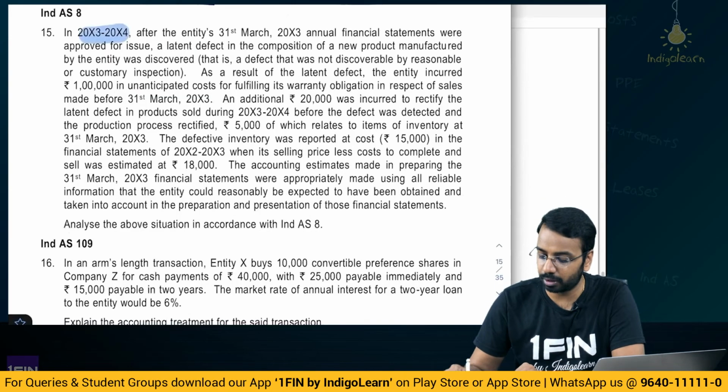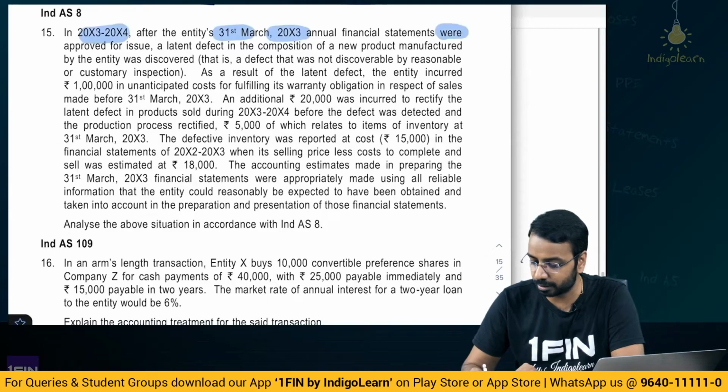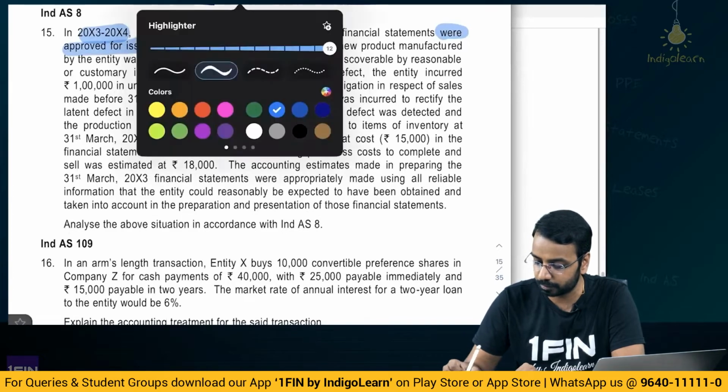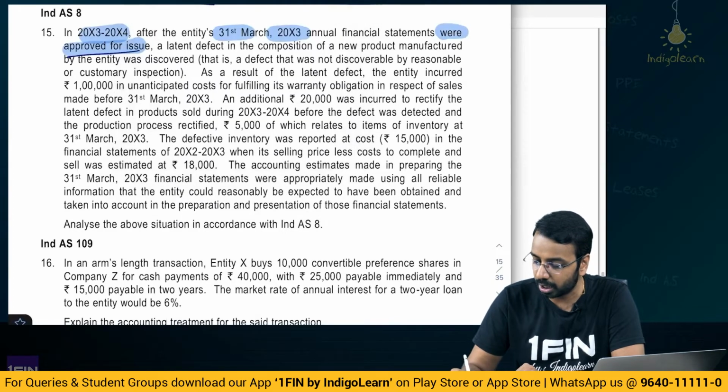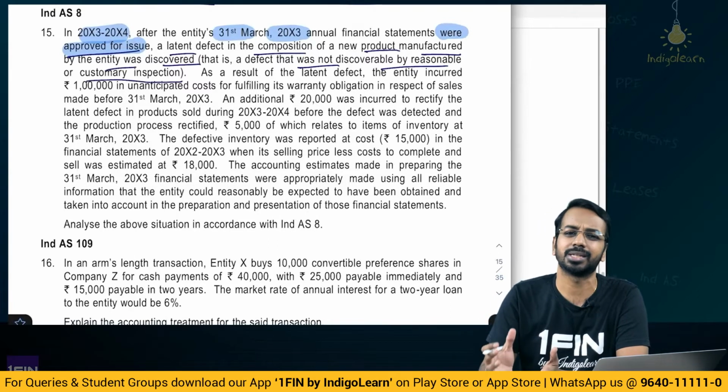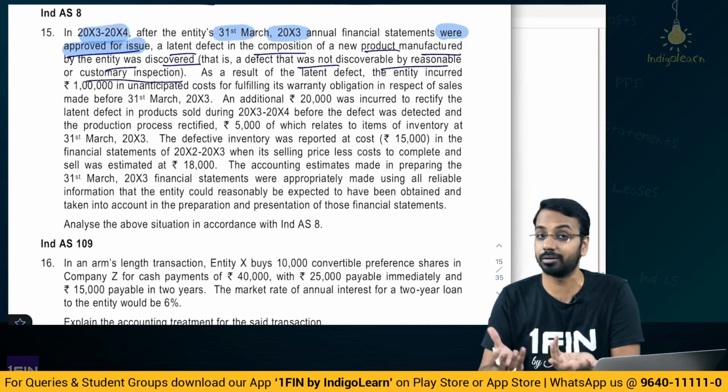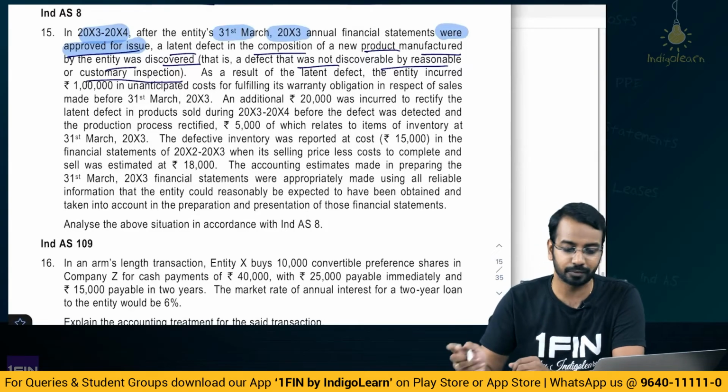In year 3-4, after the entity's 31st March year 3 annual financial statements were approved for issue. So, it has been approved for issue. A latent defect in the composition of a new product manufactured by the entity was discovered. That is, a defect that was not discoverable by reasonable or customary inspection. Latent means something which is hidden. Okay. So, normally if you would have seen, you would not have been able to realize the defect.